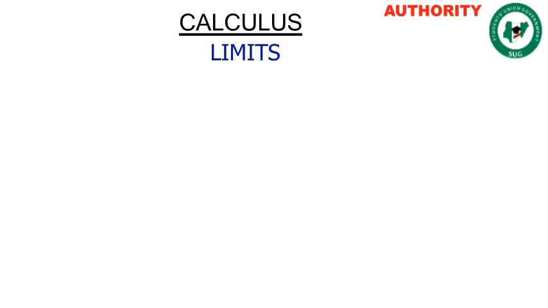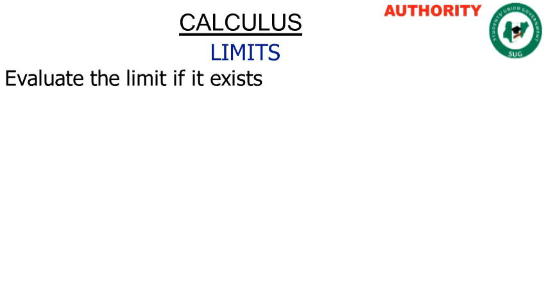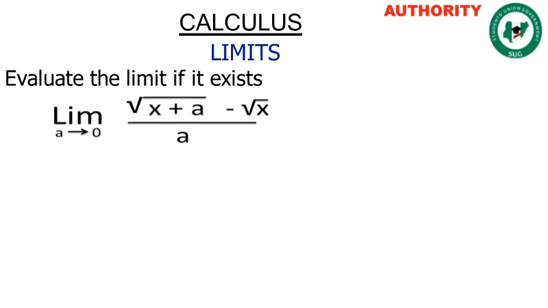Now let's see this problem. It says we are under calculus, treating limits. Evaluate the limit if it exists: the limit as a approaches 0 of square root of x plus a minus square root of x, all over a. So you evaluate this limit as a approaches 0.